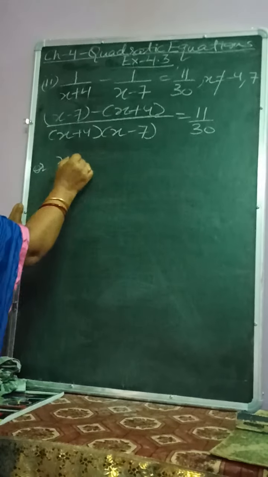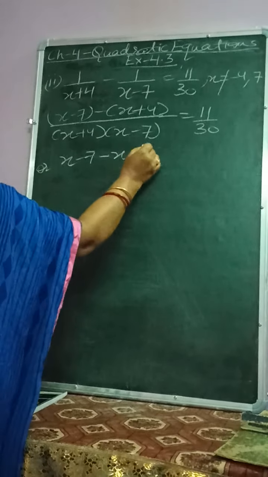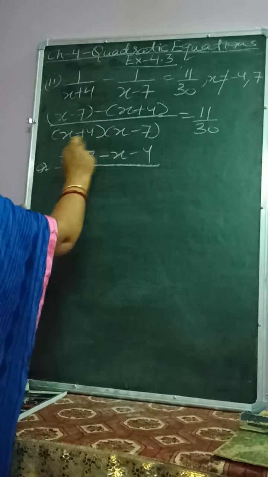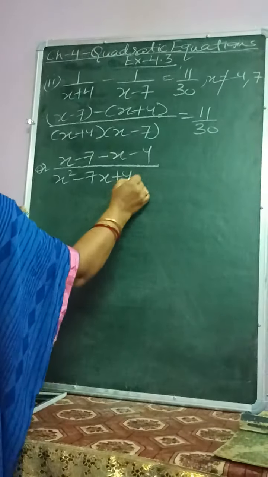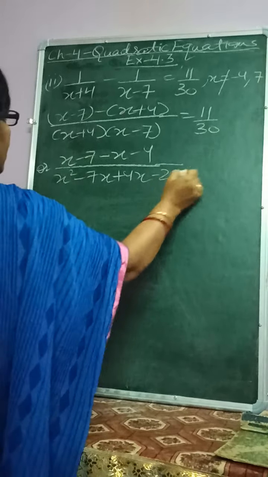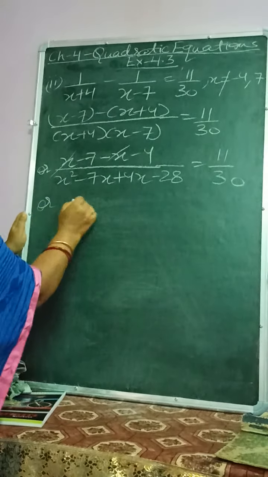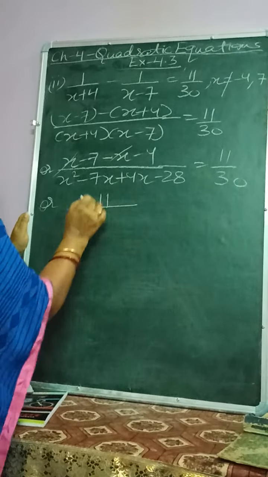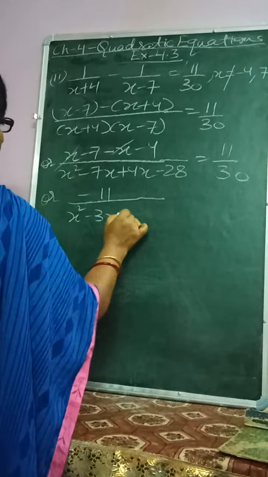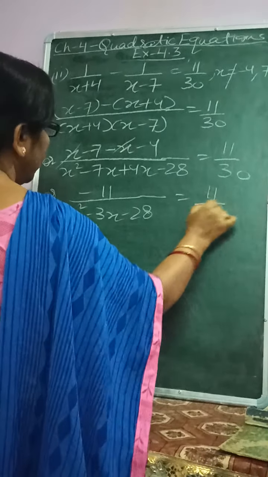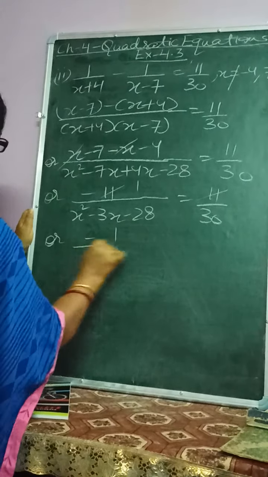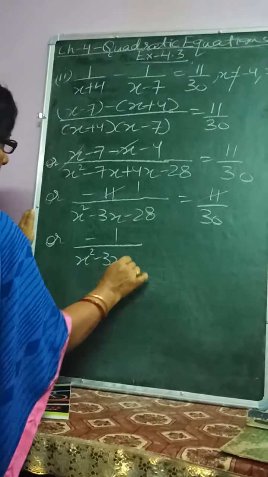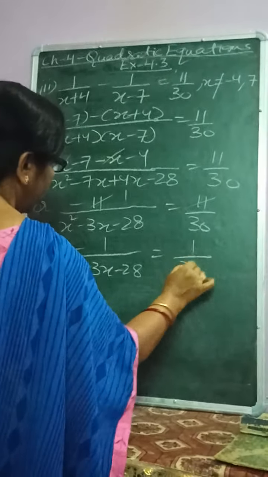Or we get x minus 7 minus x minus 4 in the numerator, and in the denominator we can multiply the two brackets. So we get x square minus 7x plus 4x minus 28 is equal to 11 upon 30. Here x and x get cancelled. So we get minus 11 upon x square minus 3x minus 28 is equal to 11 upon 30. 11 and 11 get cancelled. So we get minus 1 upon x square minus 3x minus 28 is equal to 1 upon 30.